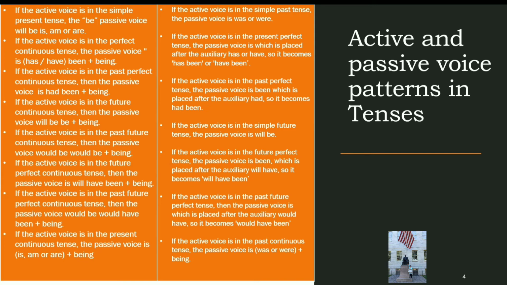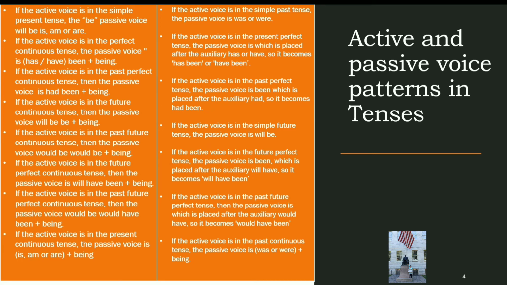If the active voice is in the past perfect tense, the passive voice is been, which is placed after the auxiliary had, so it becomes had been. If the active voice is in the simple future tense, the passive voice is will be. If the active voice is in the future perfect tense, the passive voice is been, which is placed after the auxiliary will have, so it becomes will have been.